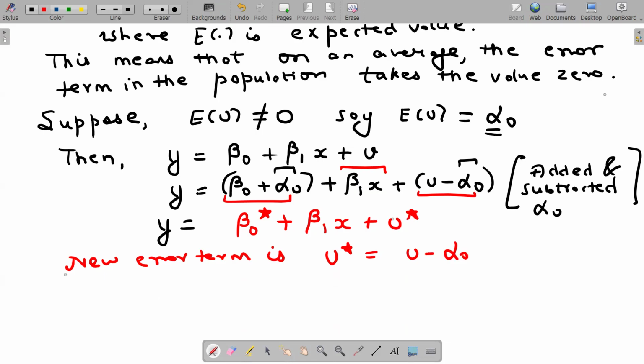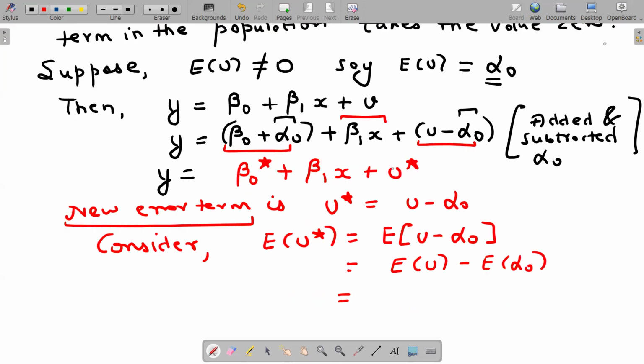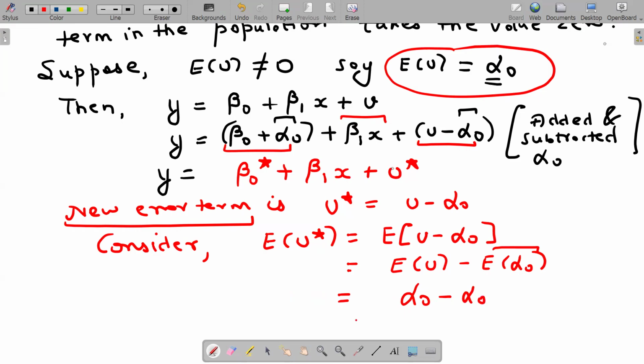And you can see that this new error term satisfies the assumption that the expected value is 0. Now consider the expected value of u star. Let me show it to all students. The expected value of u star will simply be the expected value of u minus alpha naught, which I can write using properties of expectations as the expected value of u minus the expected value of alpha naught. The expected value of u itself is equal to alpha naught, and the expected value of alpha naught is alpha naught only, because the expectation of a constant is the constant itself. Now alpha naught minus alpha naught is 0. So students, what did I learn? The moment I transform the regression, my new error term on an average takes the value 0.